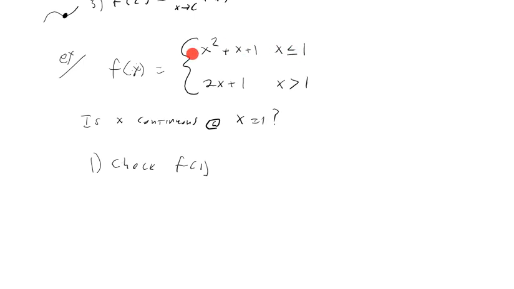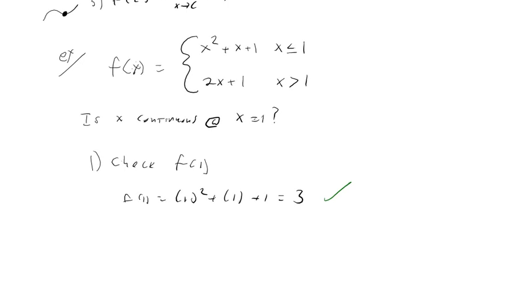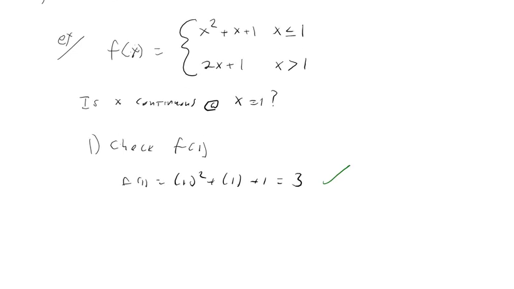This is saying that this is where it is equal to 1. So this is the top equation, we're going to get 1 there. So we're going to plug 1 in there. So f of 1 equals 1 squared plus 1 plus 1. That's going to be 3. So f of 1 exists. We're good. That's part 1. Check the function.